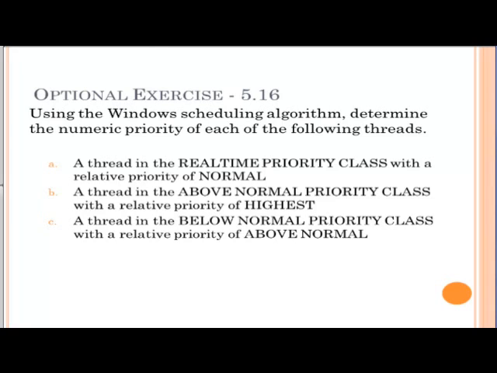Exercise: Using the Windows scheduling algorithm, determine the numeric priority of each of the following threads. Now this one, you just had to know how Windows scheduled their algorithms. What were the priorities? What were the numeric assignments to this priority? Again, they were in your textbook readings. So anybody have an answer for this one?